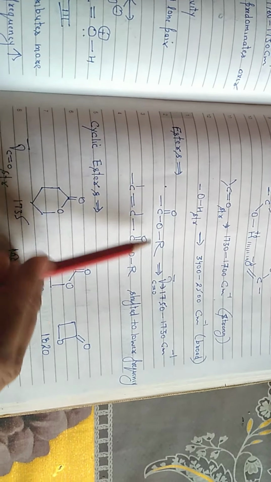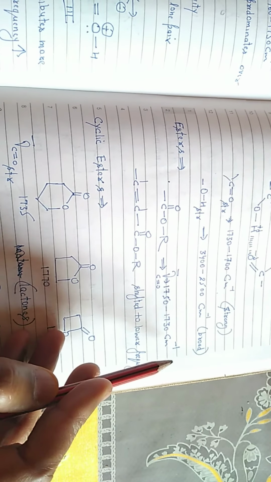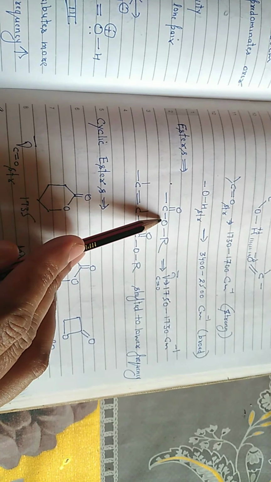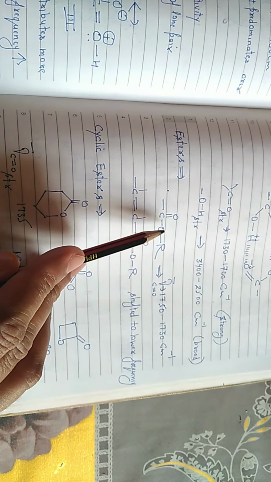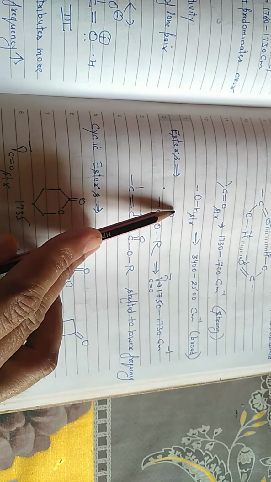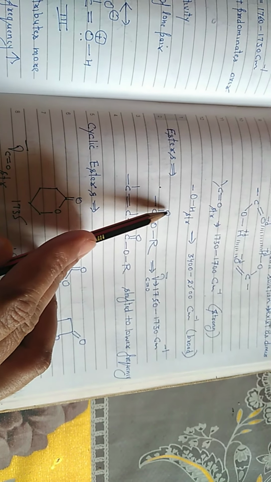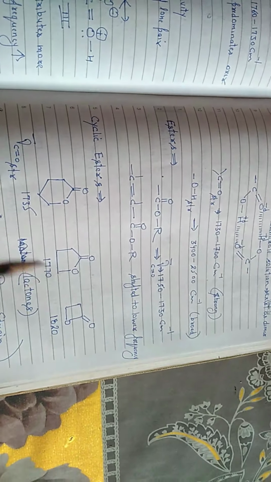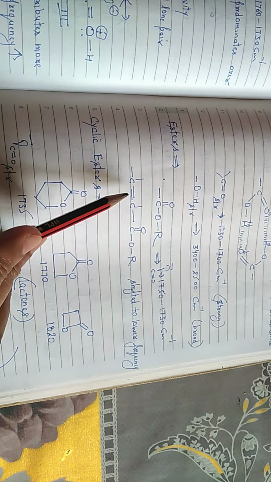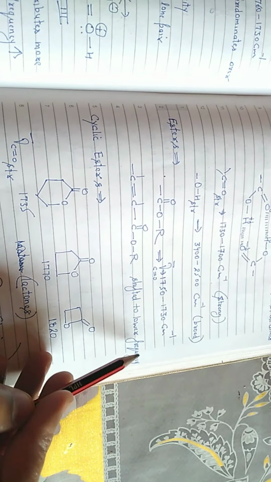In esters, the carbonyl stretching frequency ranges from 1750 to 1730 centimeter inverse. Again, the region is the same because of the electronegativity of O. Minus I effect predominates over plus M effect. Therefore, the carbon oxygen double bond strength increases and hence the frequency also increases. Wherever the carbonyl group is in conjugation with the double bond, there is always a decrease in absorption frequency.